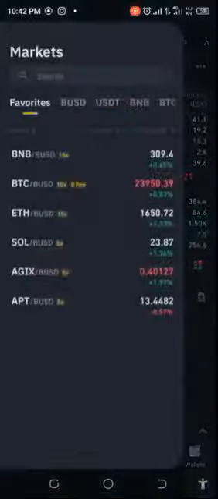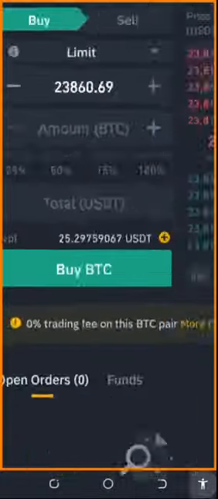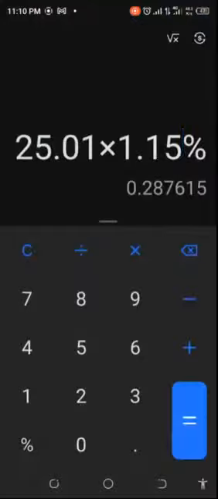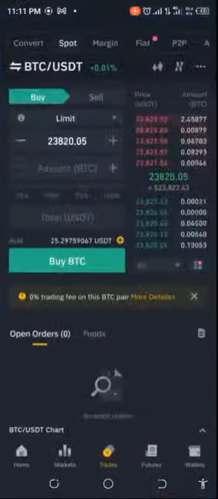Yes, I did make a profit. As you can see here, it's 25.29. And if you remember, we started out with 25.01. So now we have made a profit of about 28 cents, which is over 1%. Let's even check what that is. That should be about 1.15%, which is good. It's not that bad. If you do this over and over again, you definitely will be able to make a very good amount of profit within a day.